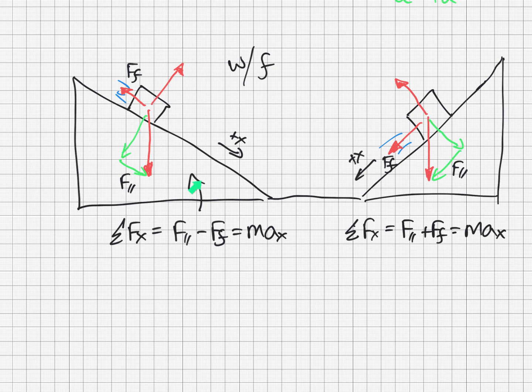So what we can see here is actually pretty interesting: with friction, our acceleration down a ramp is going to be smaller than our acceleration up the ramp. This means that we're slowing down faster here than we would here. And that's because in this case, parallel and frictional force are canceling each other out, whereas here, parallel and frictional force are adding together to create a larger net force.